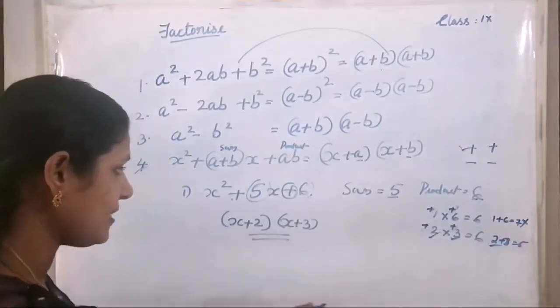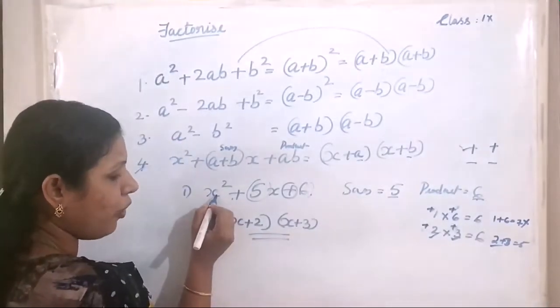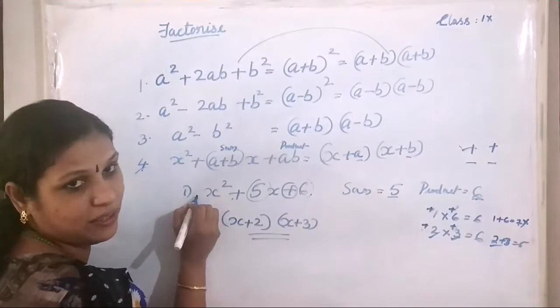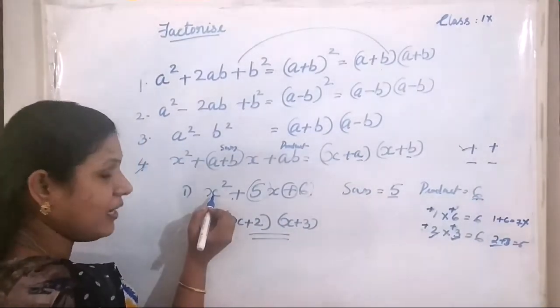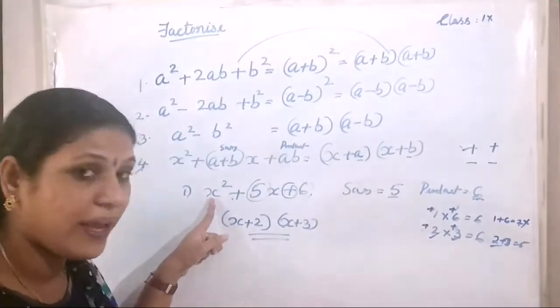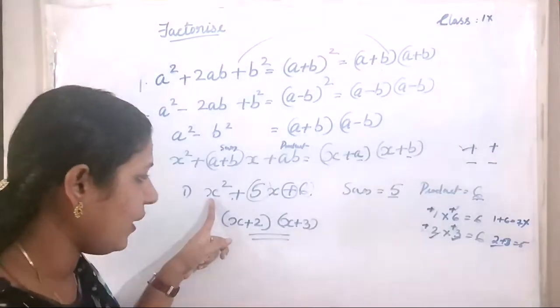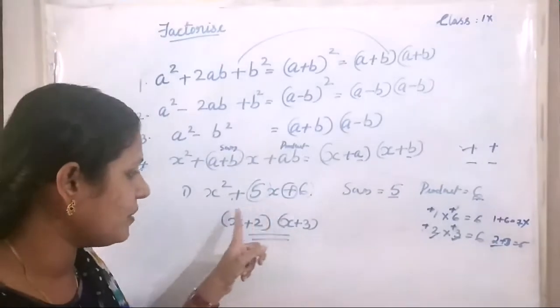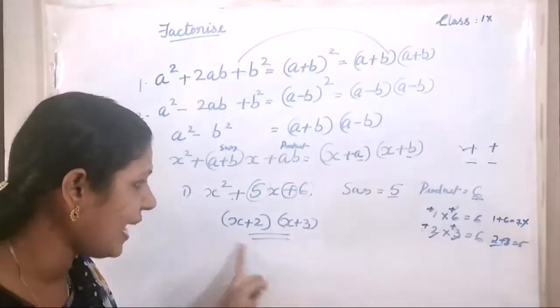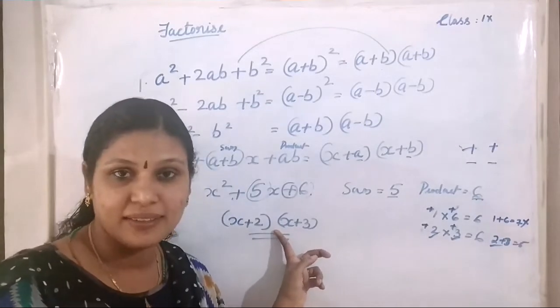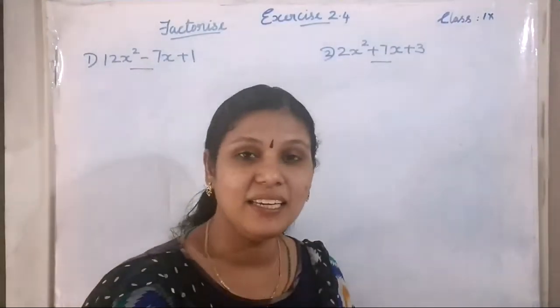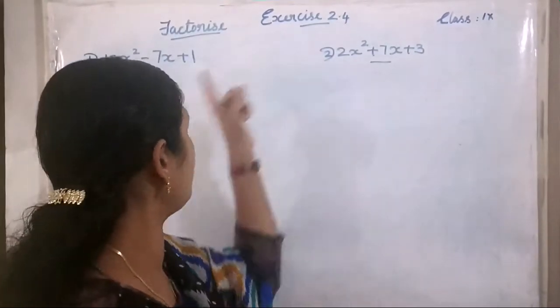See children, in this case the coefficient of x square is 1. Only then can we solve the problem like this. Here the coefficient of x square is 1, so we can factorize this question like this. On the basis of that identity, now we are going to do Exercise 2.4.